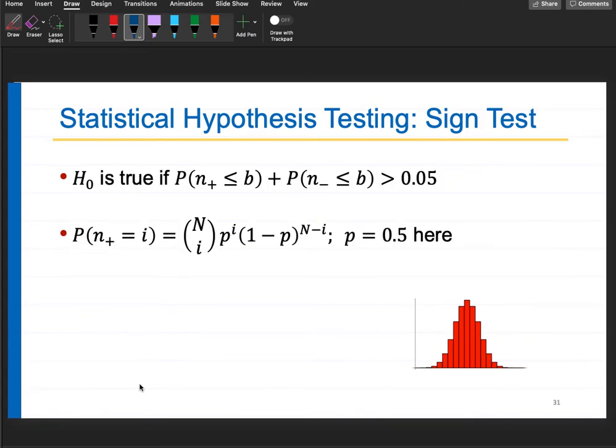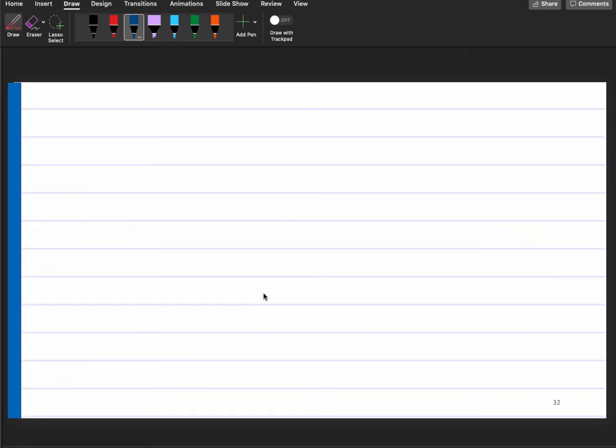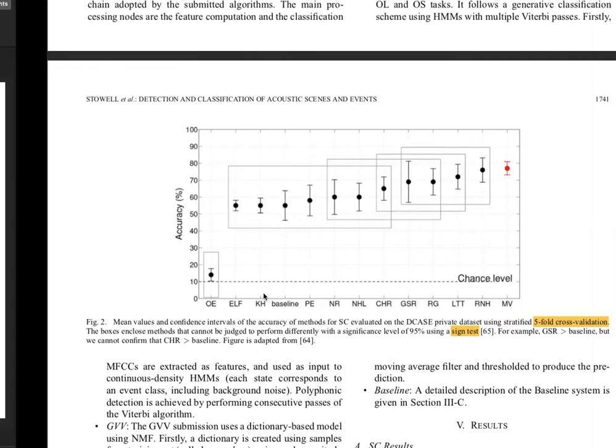Okay. So my h0 is true if this is my p-value and it is more than 0.05, right? But if it is less than 0.05, then I am happy that my null hypothesis is not correct. We have already discussed these equations. I think that's it. So let's go back to the paper.